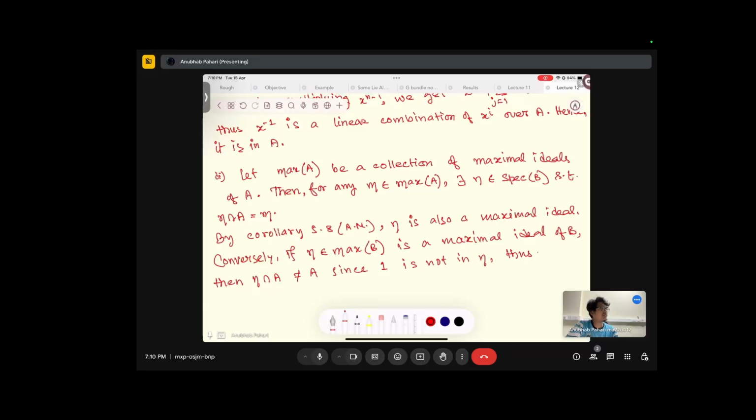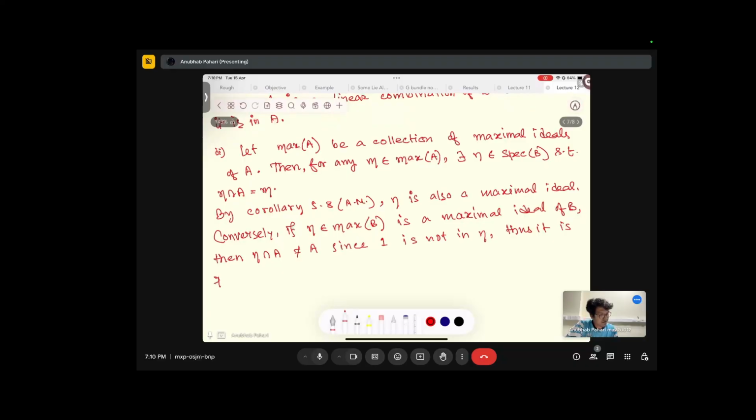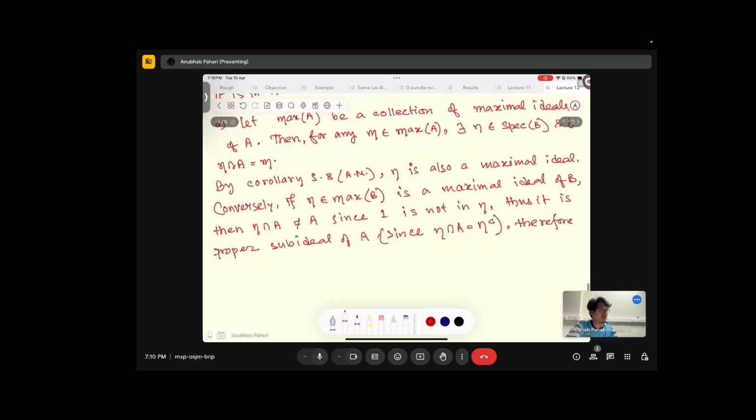Thus, it is a proper subideal of A, since eta intersection A equals eta contracted. Therefore, it is maximal.